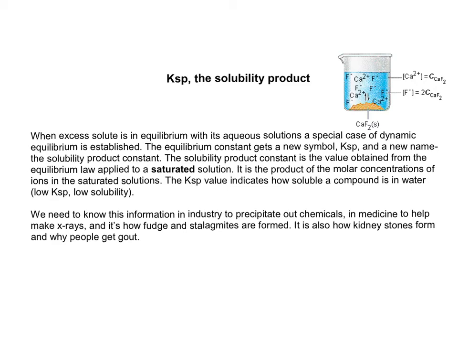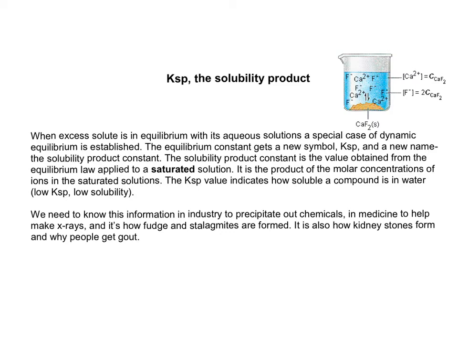Okay, KSP, the solubility product. When excess solute is in equilibrium with its aqueous solution, a special case of dynamic equilibrium is established. The equilibrium constant gets a new symbol, KSP, and a new name. It's called the solubility product constant.